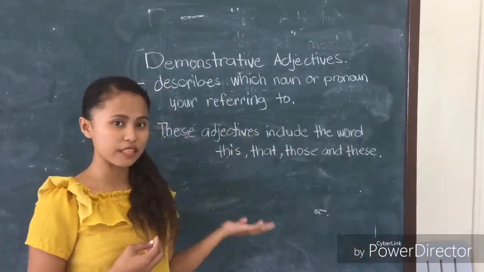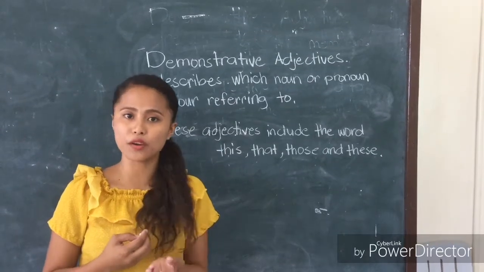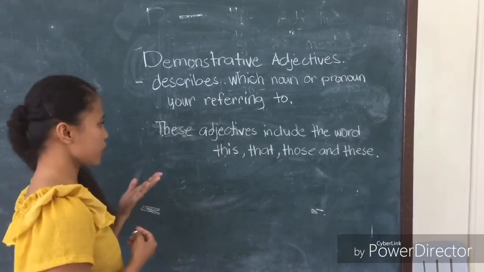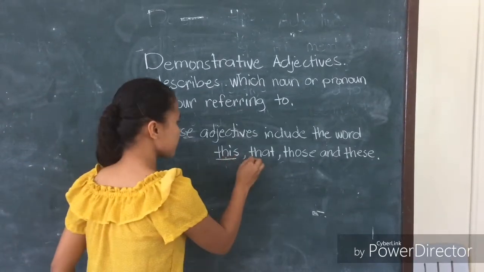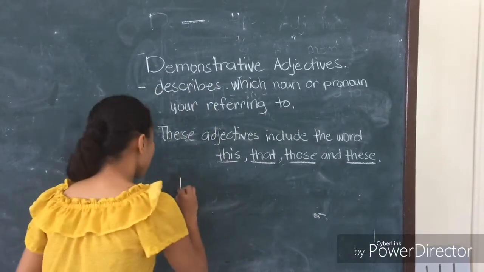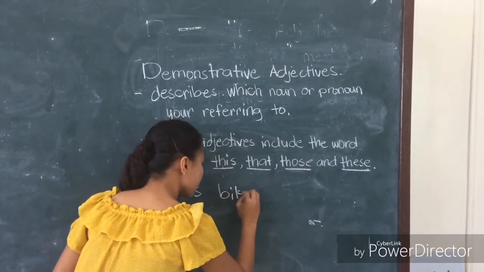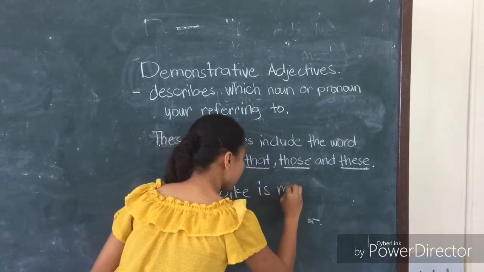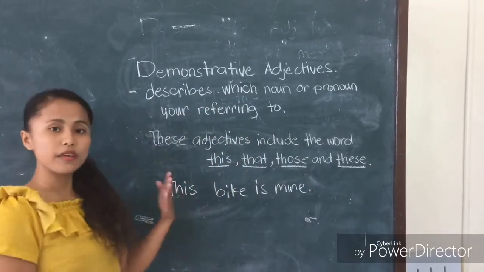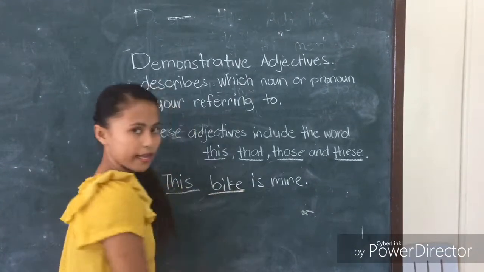Next is demonstrative adjectives. Demonstrative adjectives describe the noun or pronoun you are referring to. These adjectives include the words this, that, those, and these. For example, this bike is mine. In this sentence, the demonstrative adjective is this, which describes the noun bike.